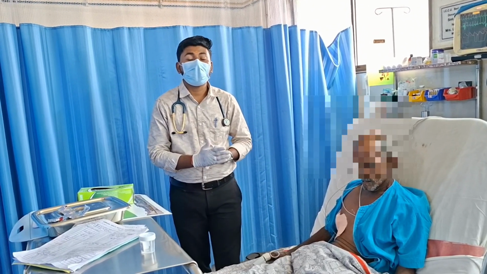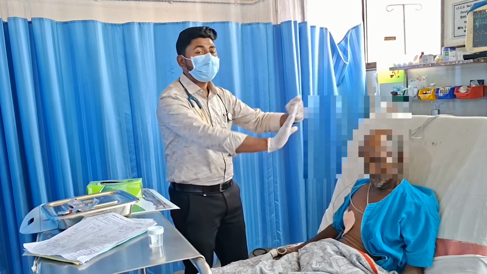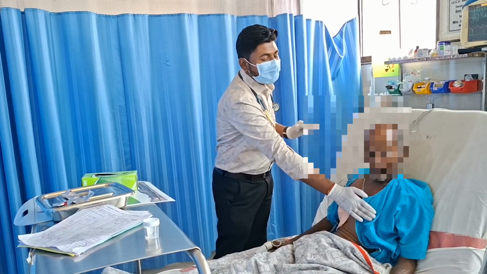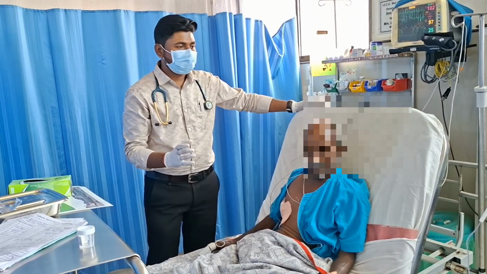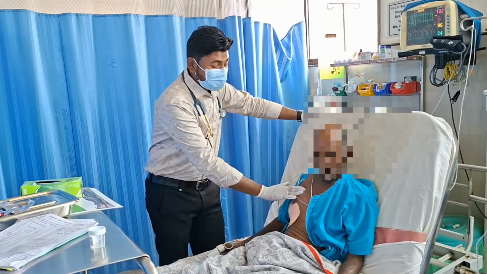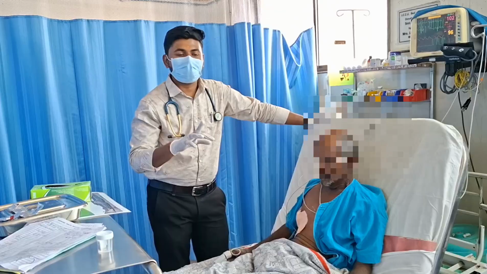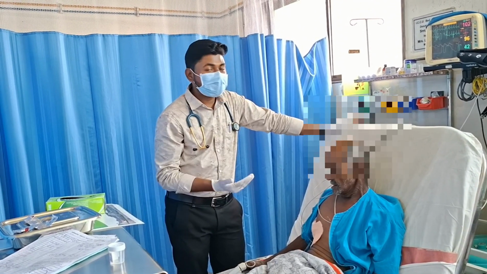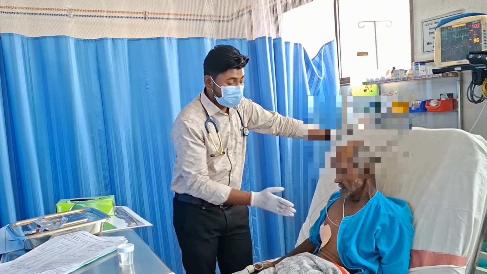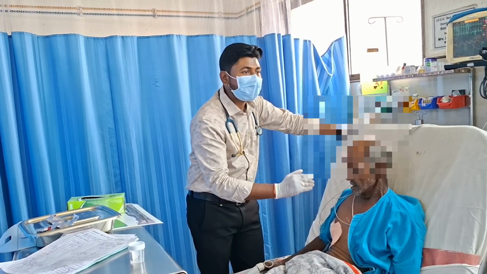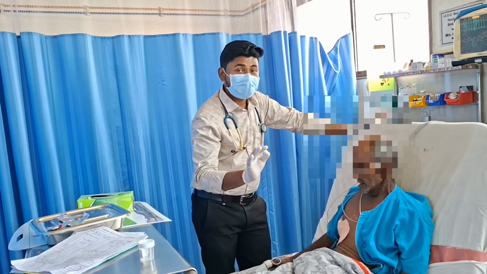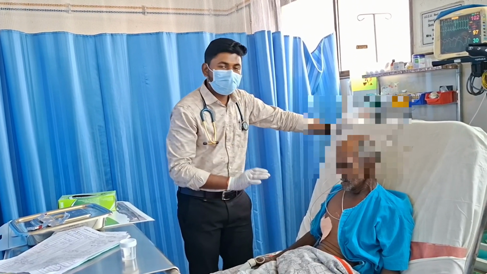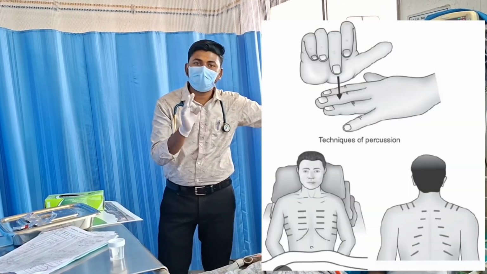Next, palpation. How do we palpate? If any trauma is there, we can palpate the patient and look for palpable crepitus. If the patient has a rib fracture, the fracture may go towards the lung and cause some condition. The patient may develop unilateral swelling, surgical emphysema, with palpable crepitus. So this is palpation.